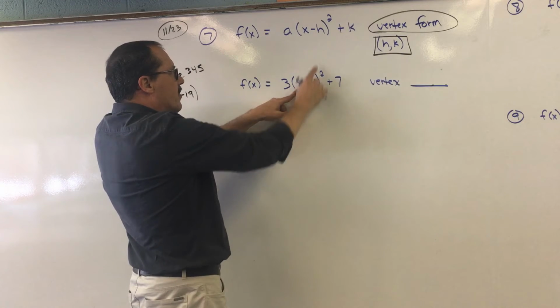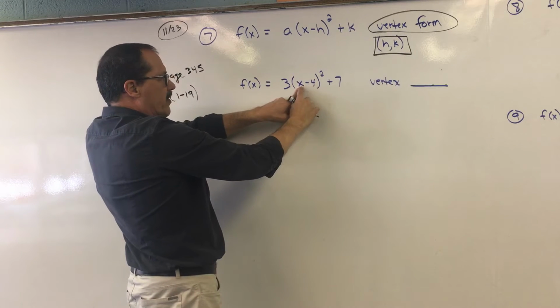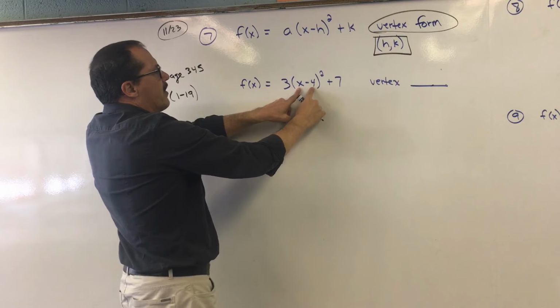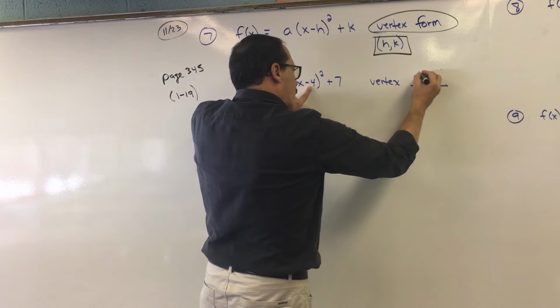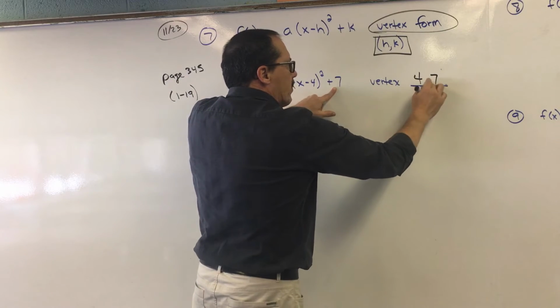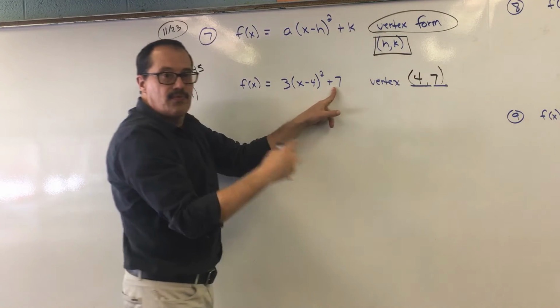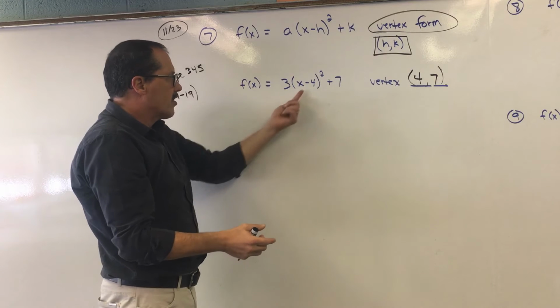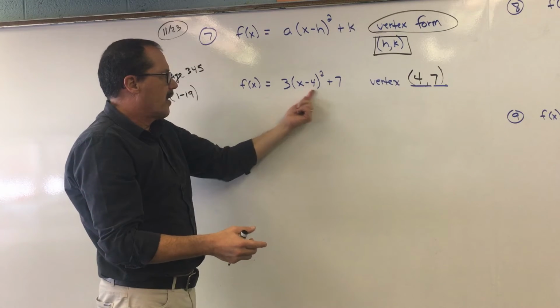Now when you do the h, you just take whatever's going to make the 0 in here. So 4 minus 4, so the h would just be 4. And the 7 would be your y value. So 4, 7 would be your thing. Just be careful with that. It's not negative 4, it's positive 4.